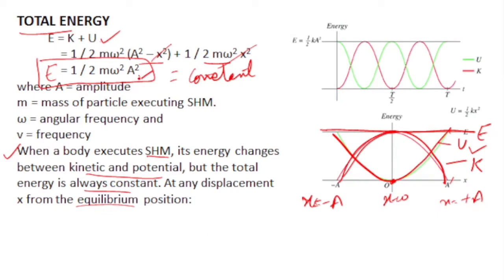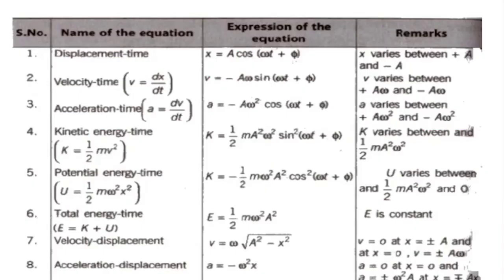So total energy of a particle executing simple harmonic motion is directly proportional to the mass of the particle, directly proportional to the square of its frequency, and directly proportional to the square of its amplitude. And this is the graph for total, kinetic and potential energy with displacement, and this one is the graph for energy with time. This green one is potential energy with time and this red one is kinetic energy with time. Hope it's clear to all of you, and this graph is also very important: energy with time and energy with displacement.